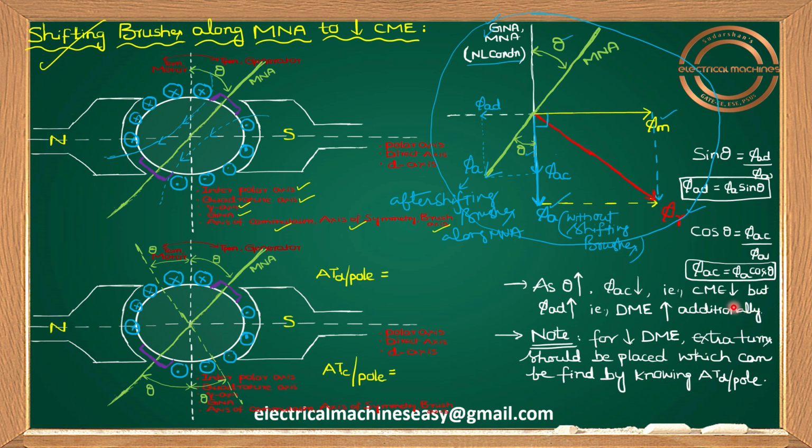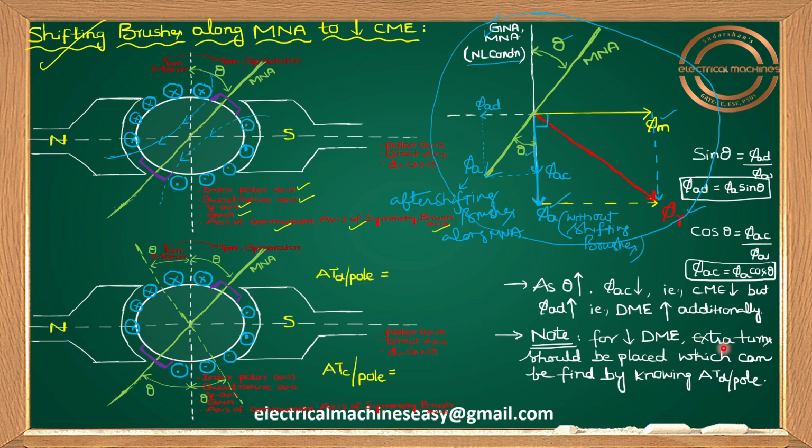Okay, so tell me, what is the solution for that? Suppose we follow this technique, shifting brushes along MNA to reduce CME. We come to know that because of shifting brushes along MNA, no doubt CME will reduce, but additionally a demagnetization effect is coming. So you should take a remedy, a solution for reducing this additional DM effect. How can you reduce it? Let us see. DME means reduction of flux, so you have to compensate for that. For that, you have to place some extra turns so that I can reduce this DME.